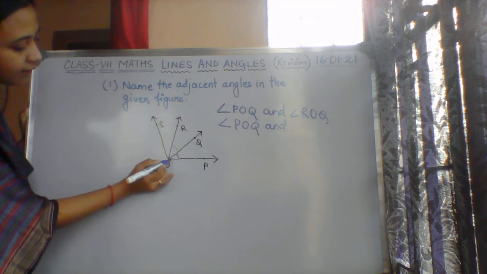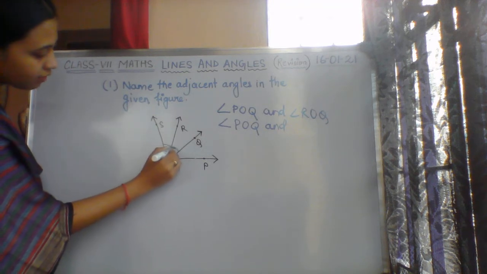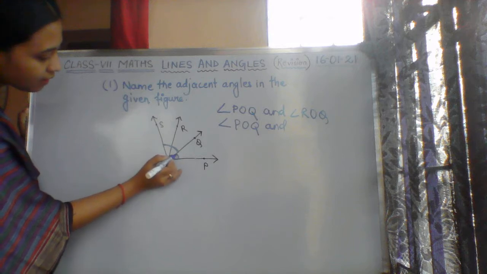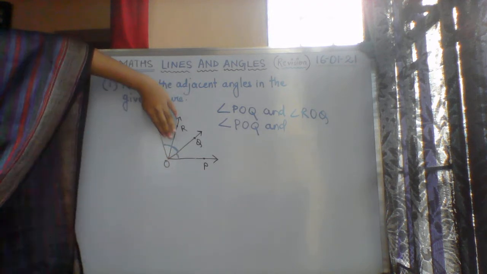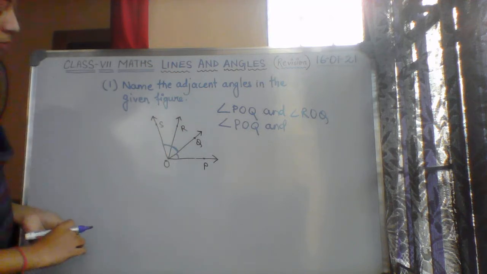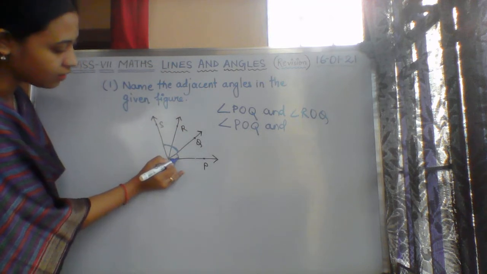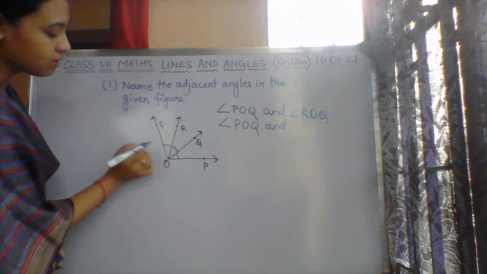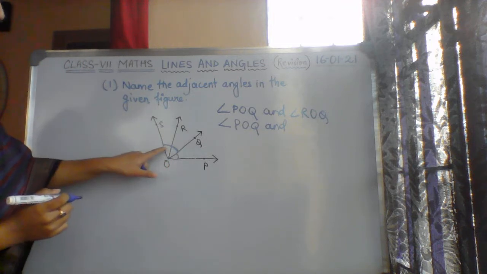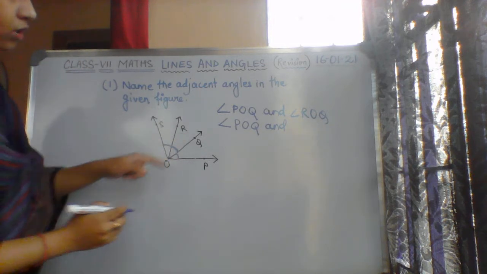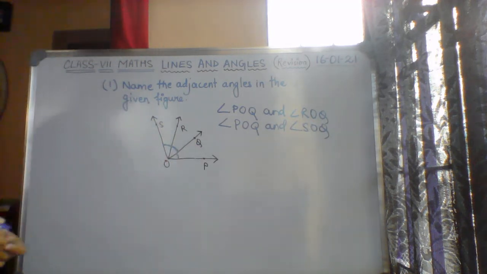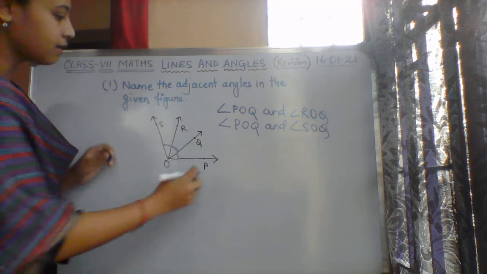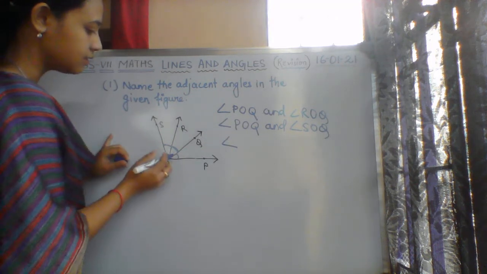Now another angle is possible, this one. If we take this pair, this one and this one, you just forget about the line RO. So you will say this angle is adjacent to this angle. So what is this angle? SOQ. Angle SOQ.